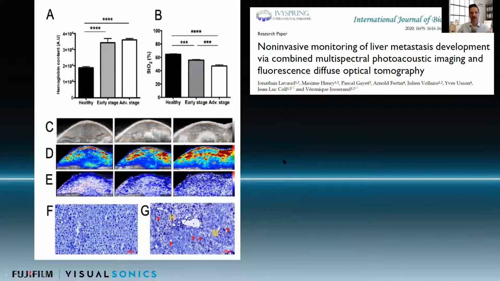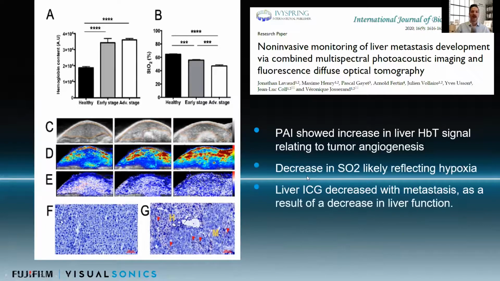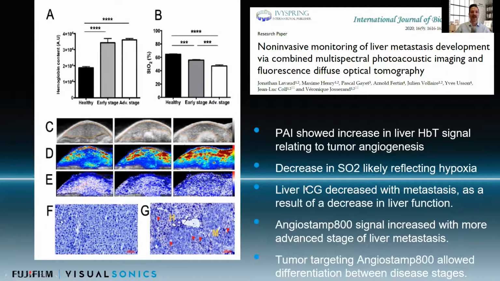A study just like this one was published out of that same group from Optimal Grenoble, looking at metastases in the liver, and looking at the uptake of this AngioStamp contrast agent in the liver. Not only that, but also looking at oxygen saturation in the liver as these metastases progress and grow. How does that change the hemoglobin content and the SO2, the oxygen saturation? And I'll just move on.